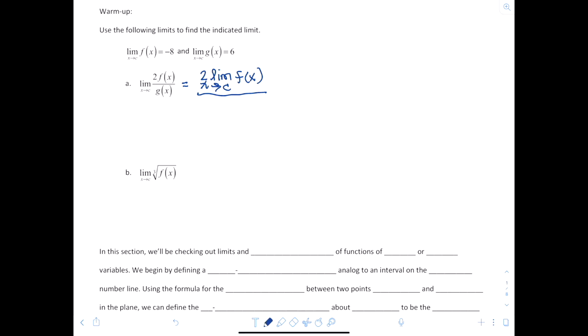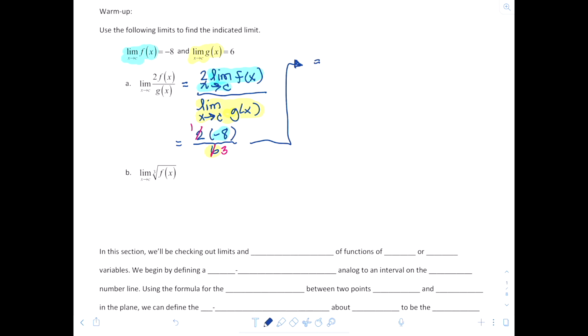So here we go. We'll have the limit as x approaches c of g at x in that denominator. So what's going to happen? We're just going to get 2 times, beautiful, negative 8 over 6. And that's because the output of this limit here is negative 8, and the output of this limit here is 6. So remember your properties of limits, and then when we divide out, the end result of this limit, our z value, if you will, is going to be approaching negative 8/3.